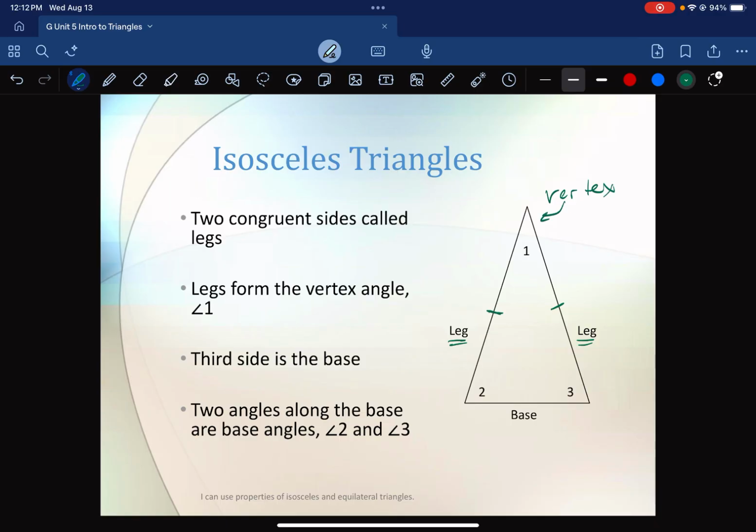The legs form what we call the vertex angle. So this is the vertex angle, or angle 1. The third side is the base, and these two angles along the base are called the base angles. Okay, so that's the anatomy of an isosceles triangle. You've got two sides that are legs. They are the congruent sides. You've got a third side called the base. The two angles at the base are called base angles, and the angle formed by the two legs is called the vertex angle.